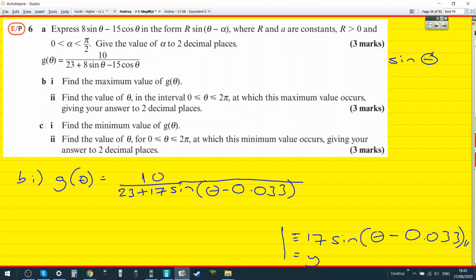Maximum of sine theta? 1. Yep. Maximum of 17 sine theta? 17. Yes, maximum is 17. Transforming in the theta direction will just change where the maximum happens along, but it won't change how high up it goes. So the maximum value of this is 17. So what can we do with that?